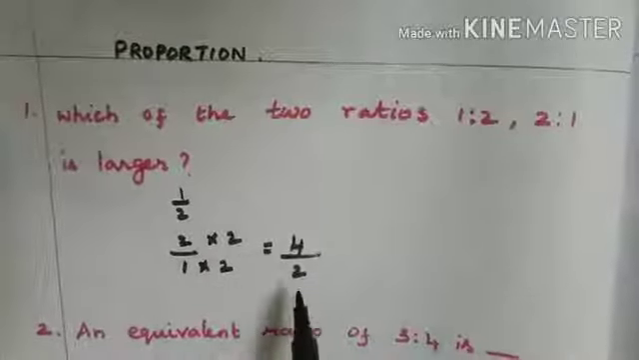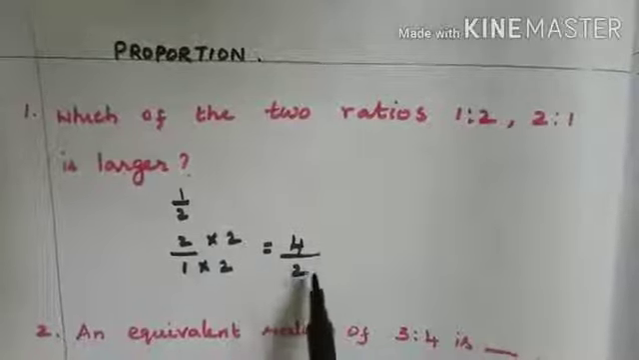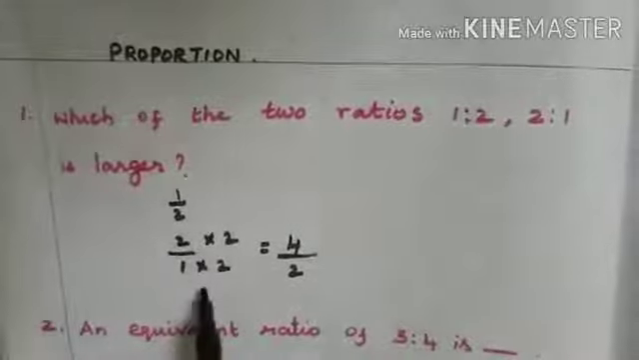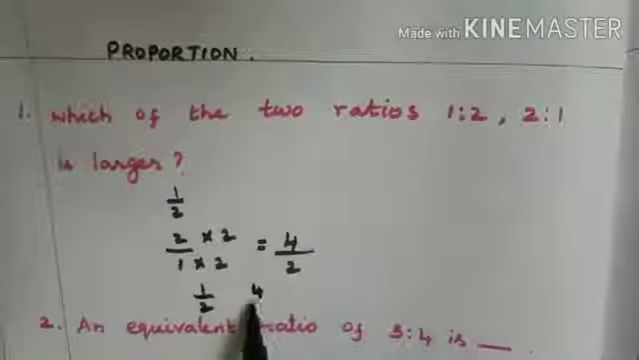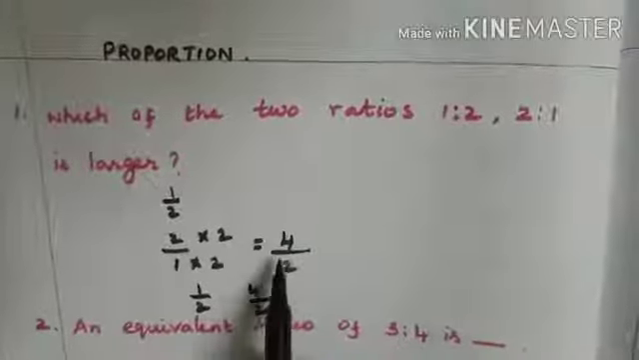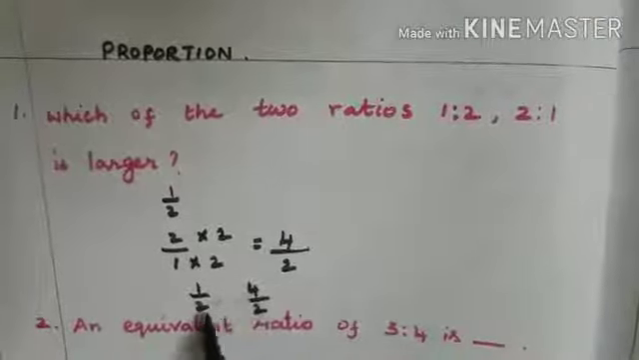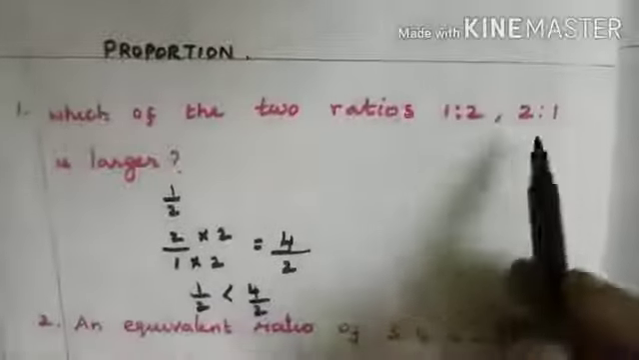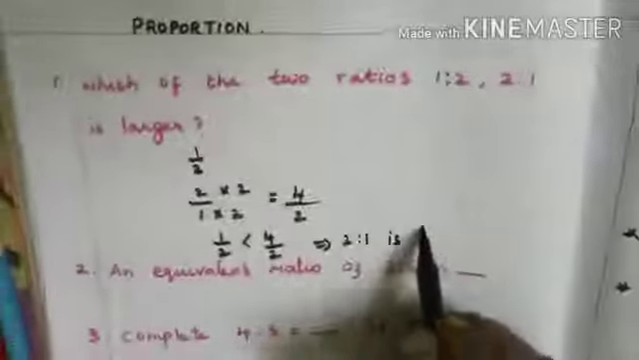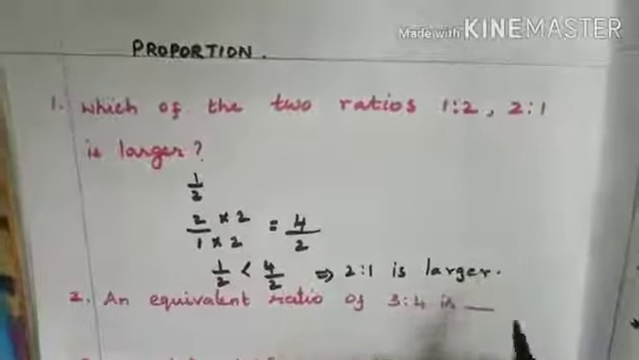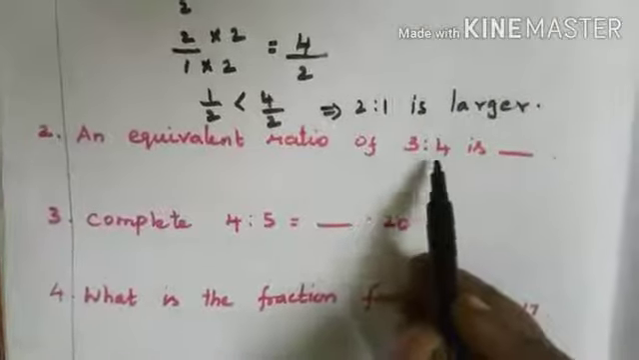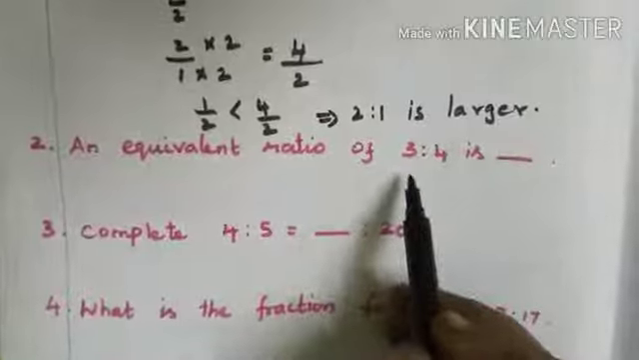Now the denominators are the same. Now we can tell which is larger. See the numerator: 1/2, here 4/2. Which is larger? 4/2. 4 is larger, isn't it? So 4/2 means 2:1. Therefore 2:1 is larger. The next question, an equivalent ratio of 3:4.